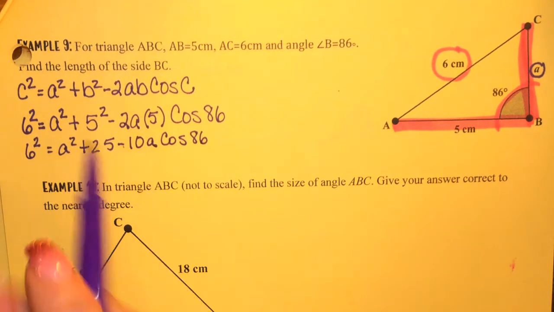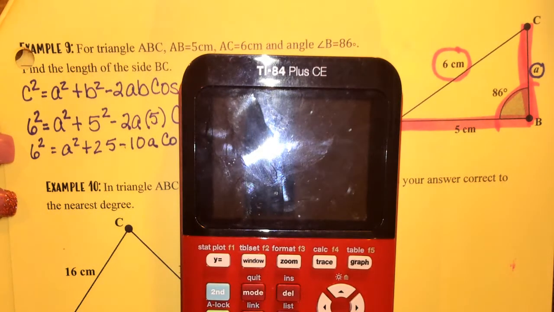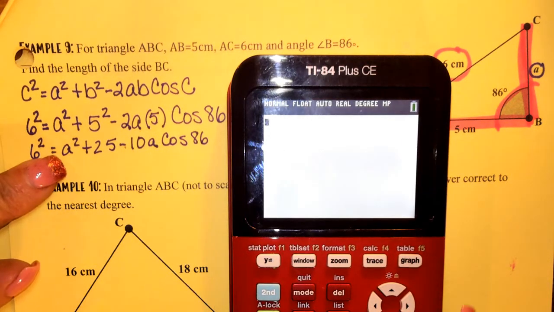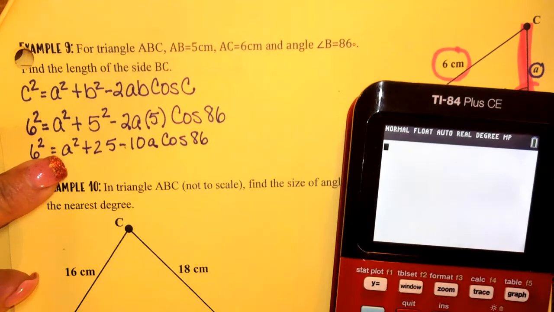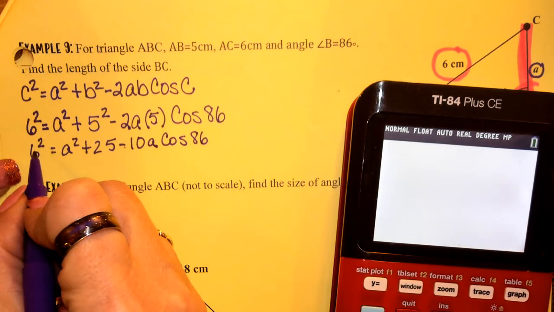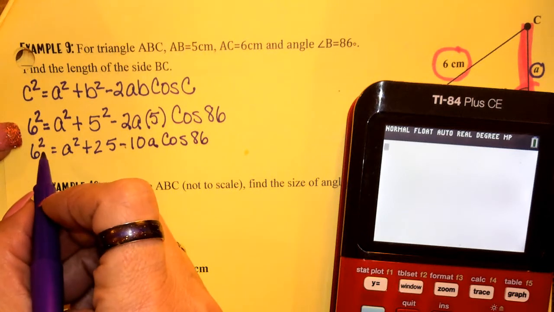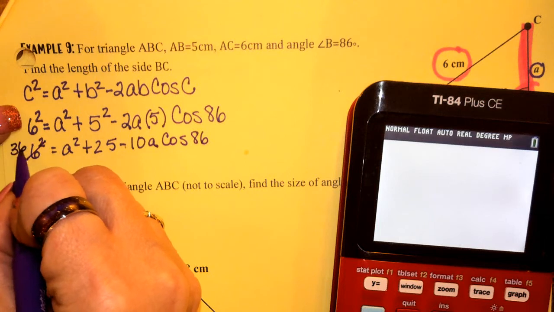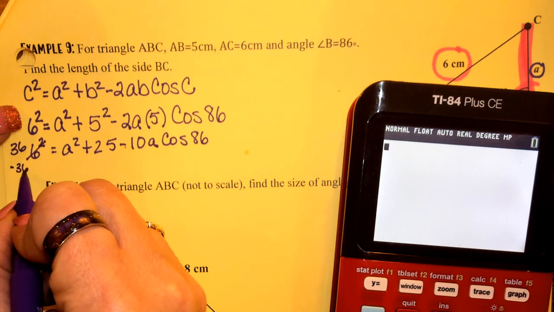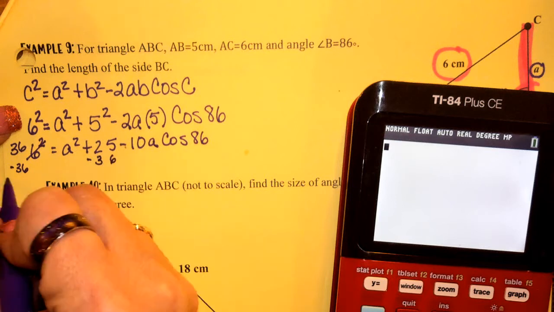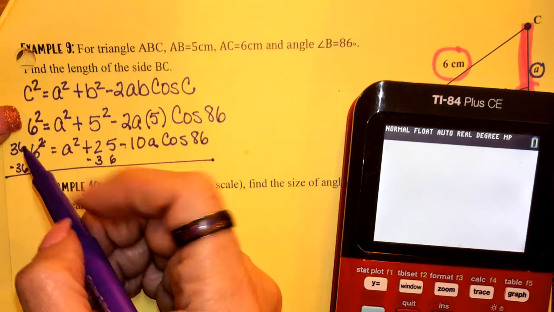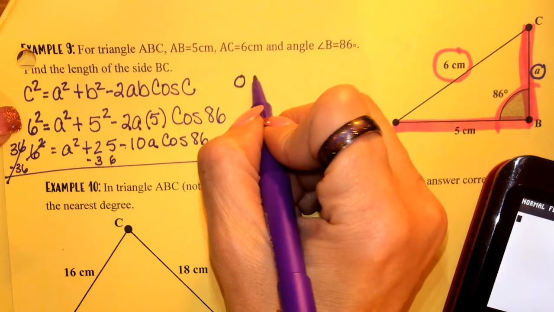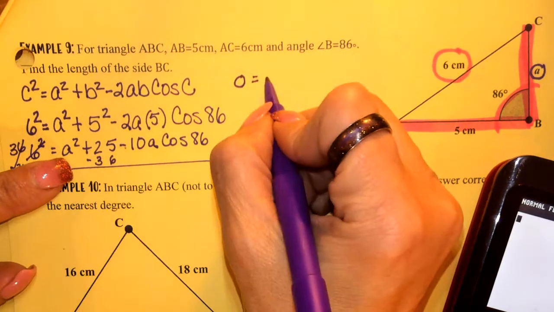Okay. I'm going to simplify that a little bit. This is going to get a little bit messy. So I'm going to go ahead and make that 36 right here, and let's subtract it. So it's going to look like this. This is 36. I'm going to subtract 36 from both sides. 36 minus 36 gives me 0 equals, I still have A squared.